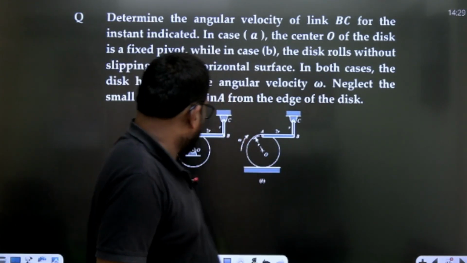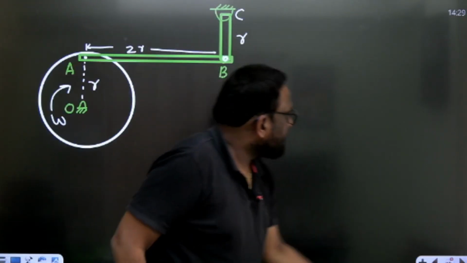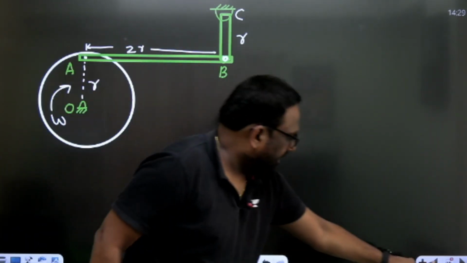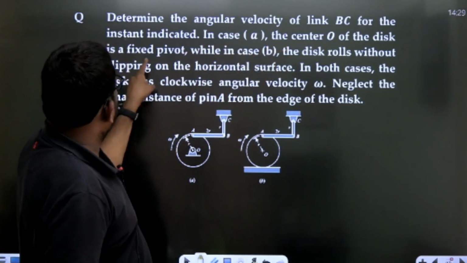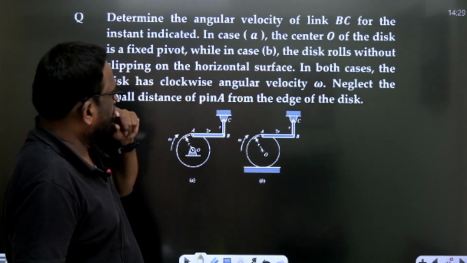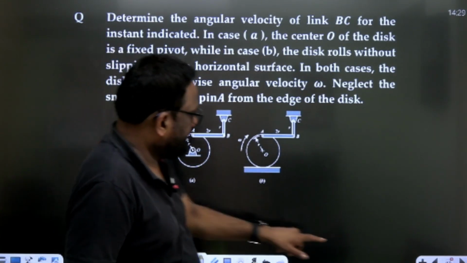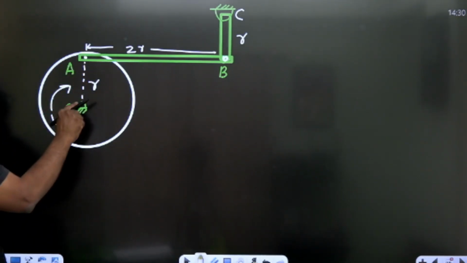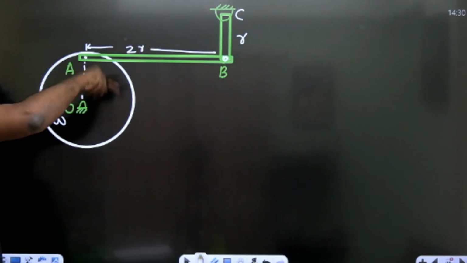Okay, sir. What is the question? Determine angular velocity of BC link. He wants the angular velocity of this BC link when, in case 1, the center of the disk is fixed, pivoted, while in case B, the disk rolls without slipping on the horizontal surface. In both cases, the disk has a clockwise angular velocity. Okay, look, I will explain what the question is. There is a disk fixed about point O and it is rotating in the clockwise direction.